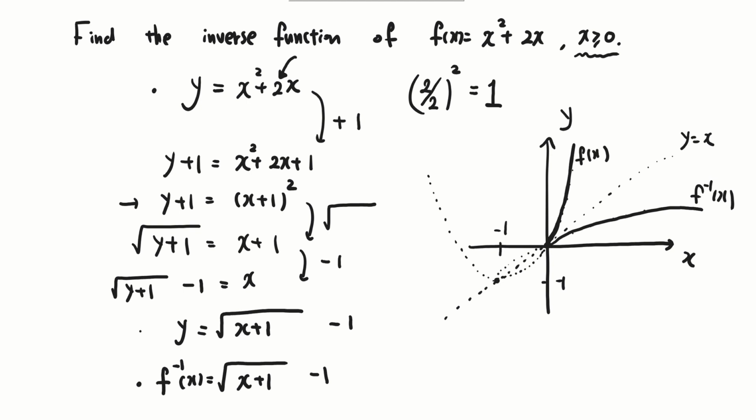Then take a look at our f inverse. We do not use the whole graph of the function square root of x plus 1 minus 1, but only where x is greater than or equal to 0. This is not something where we just copy and paste the domain of the function f of x to the domain of f inverse, but we obtain that information from the graph of the function and the graph of f inverse. Thank you for watching.